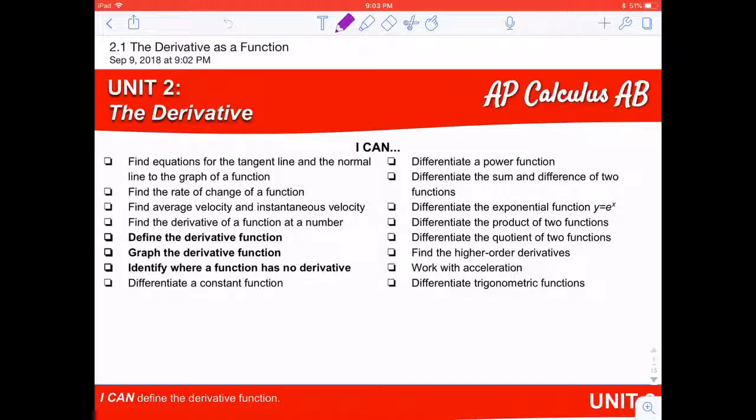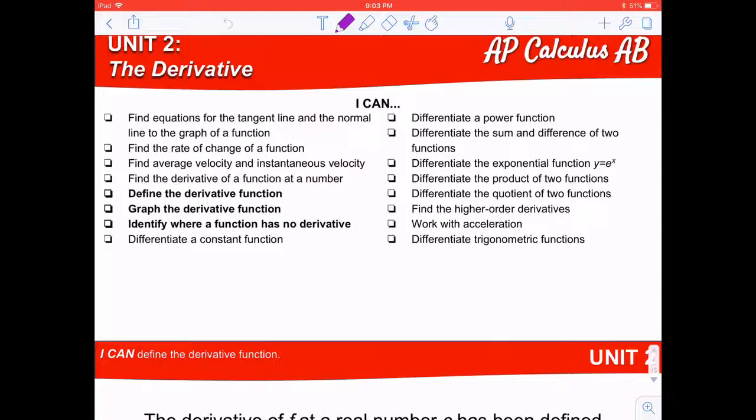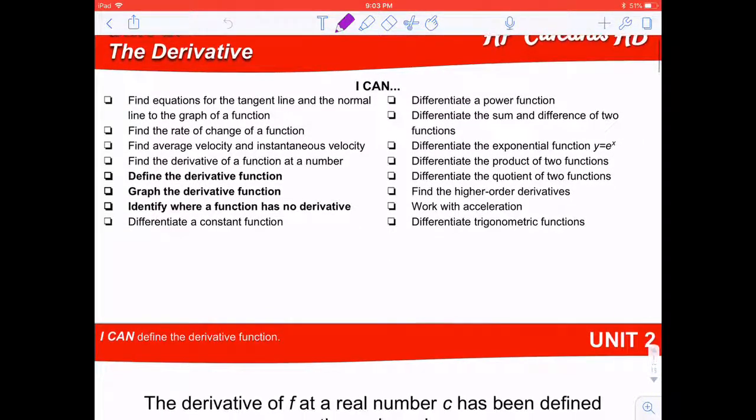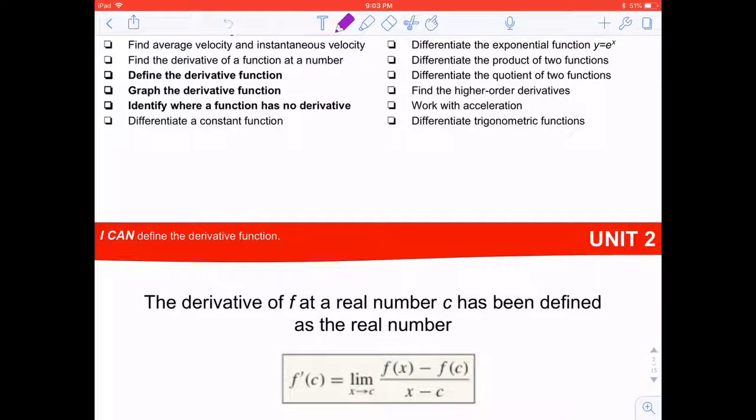Hello, in this video we're going to be starting Unit 2, which is about the derivative, and we're finally going to get to define what the derivative function is, and we're going to learn how to graph this derivative function, as well as identify where a function has no derivative.